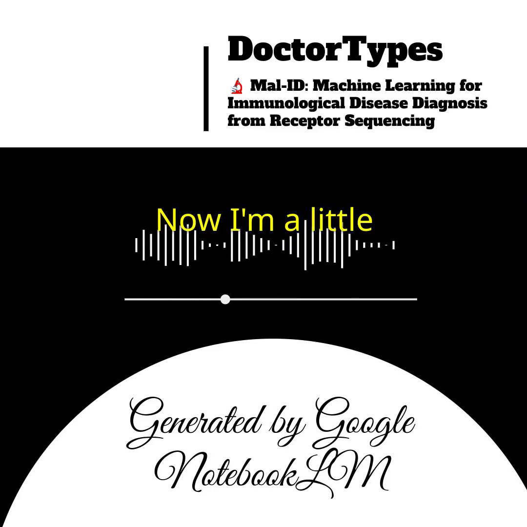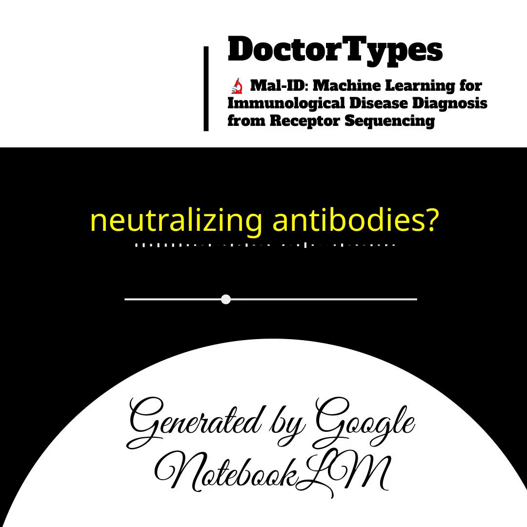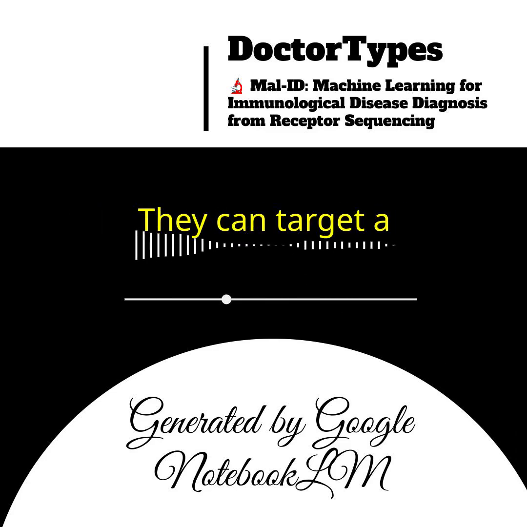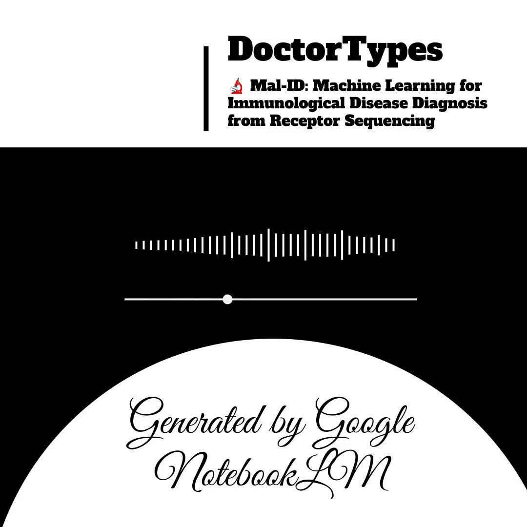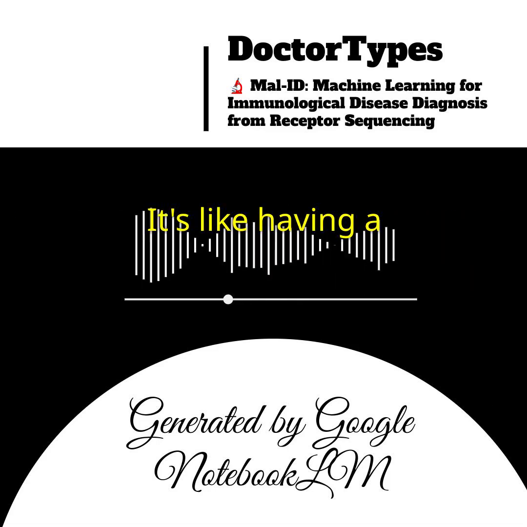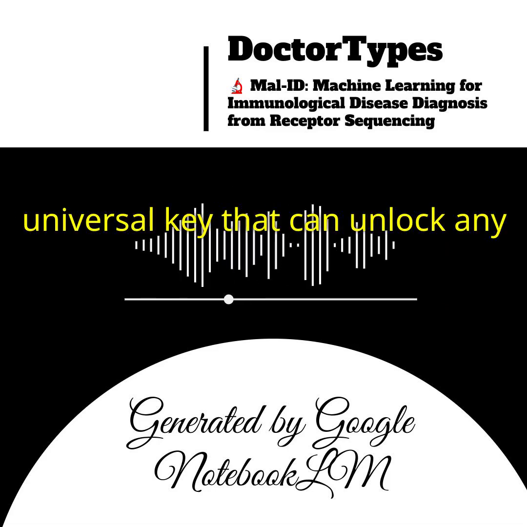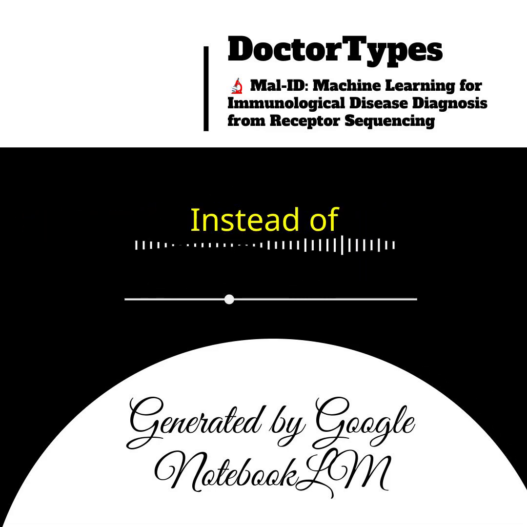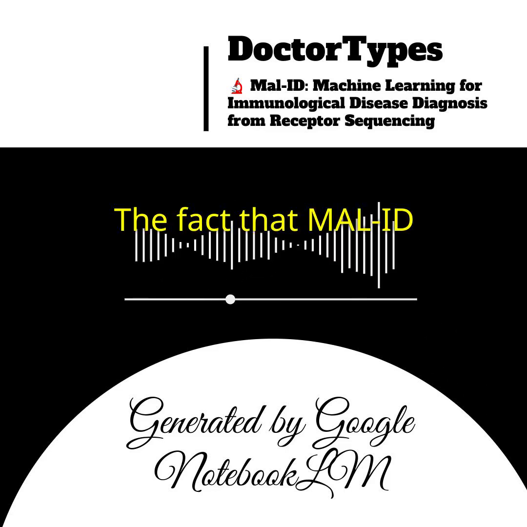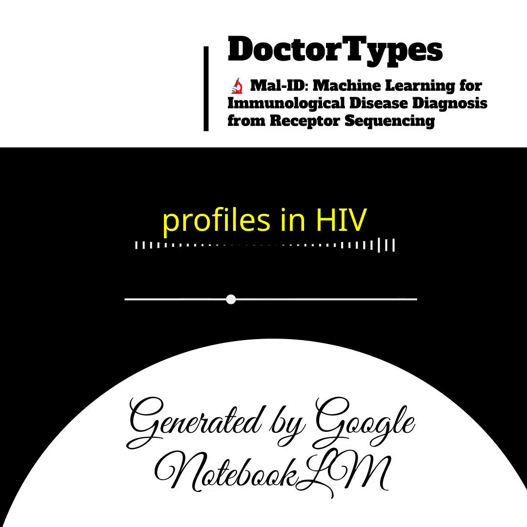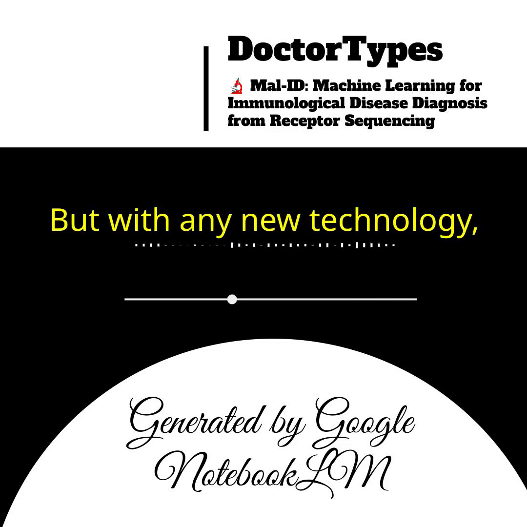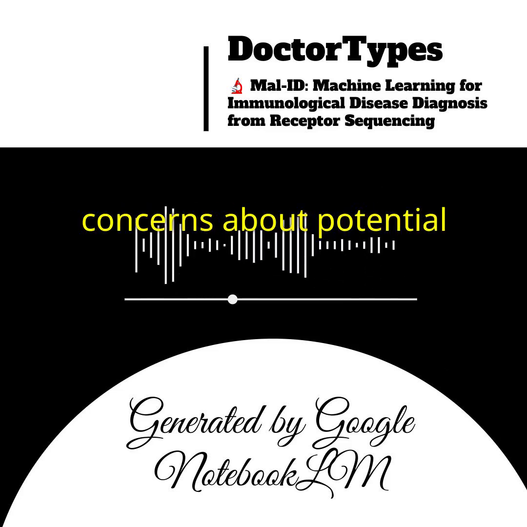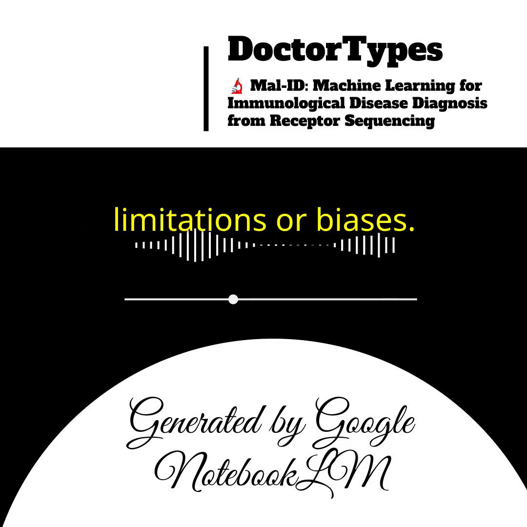And it doesn't stop there. They tested it on HIV. The model was able to differentiate between individuals who develop broadly neutralizing antibodies and those who don't. What are broadly neutralizing antibodies? They're special antibodies that can target a wider range of HIV strains, which is essential for developing effective vaccines and treatments. It's like having a universal key that can unlock any door, instead of needing a specific key for each one. The fact that MAL-ID can distinguish these different immune profiles in HIV patients is pretty amazing.